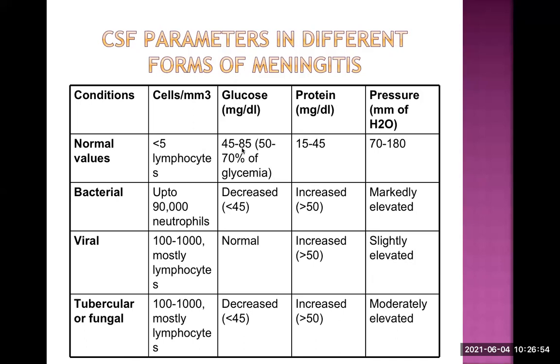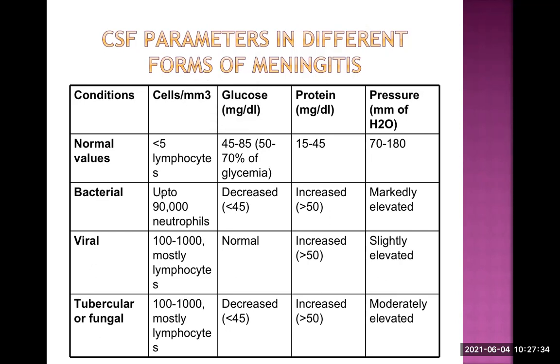That means first I need to order what the blood sugar level is. I need to calculate what is 66% of that blood sugar level. And if CSF sugar is less than that, then only it is decreased glucose in the CSF. Normal protein is 15 to 45 milligram per deciliter, and normal pressure, which is measured as millimeter of water, is 70 to 180. This is normal CSF pressure. Now, these are the normal parameters we have. In case of bacterial meningitis, then what is seen there?